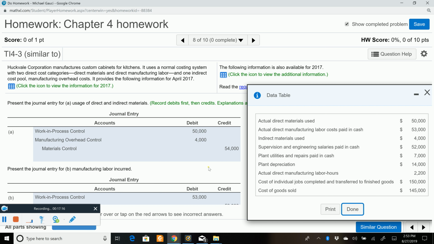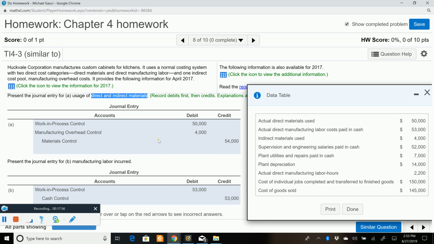So the first journal entry is to prepare the entry for usage of all the materials, both indirect and direct. Okay, well, the way it works is we will credit the materials inventory account for the total amount. In this case, direct materials are $50,000 and indirect materials are $4,000. But the direct materials go to the next inventory account, which is called WIP. But the indirect materials, you will debit what we're going to call the overhead account. Remember, all indirect materials and labor, as well as all the other overhead, are going to go to the overhead account. The overhead account is temporary.